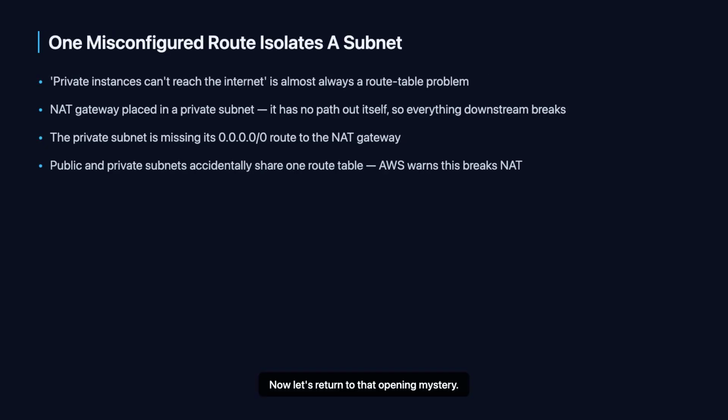Now let's return to that opening mystery. When you see private instances can't reach the internet, the culprit is almost always the route table, not the NAT device itself. Three failures caused the vast majority of these.